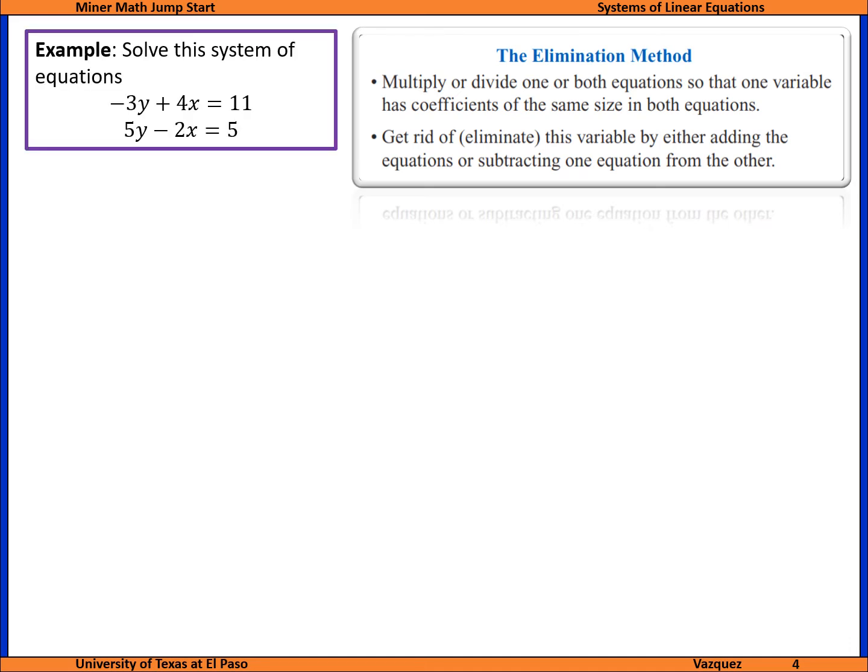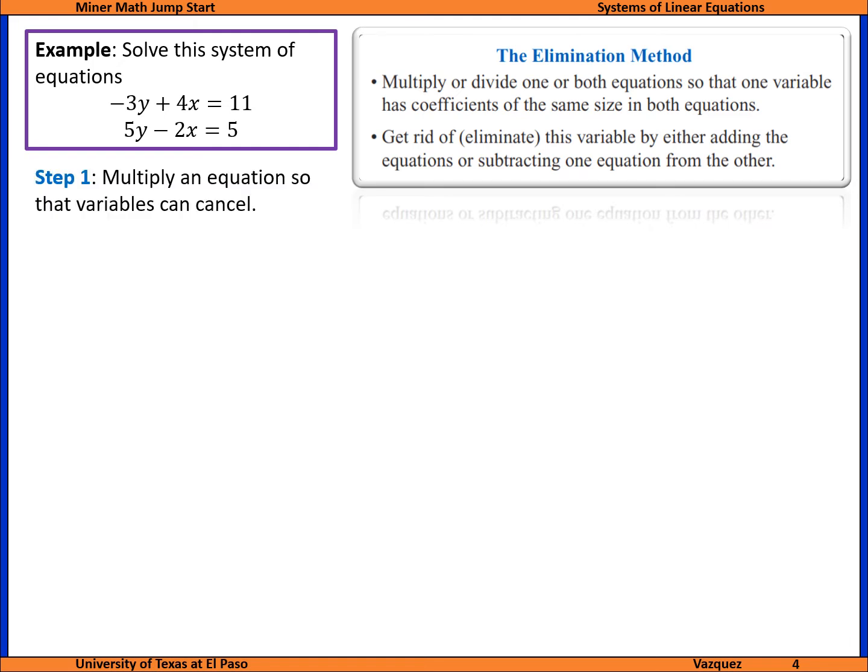So let's say, for example, we have this system of equations. We have negative 3y plus 4x equals 11. And we have 5y minus 2x equals 5. So how do we do this using the elimination method?